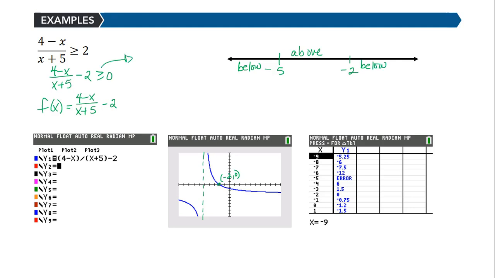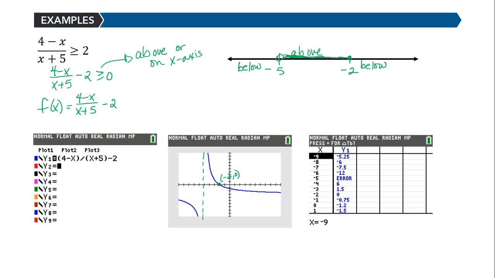So we want to find where this function is greater than or equal to 0, which corresponds to the part of the graph that is above or on the x-axis. So that means we can include the interval between the -5 and -2, and also the -2 because it is where the graph is on the axis. But at the -5, we cannot include that.